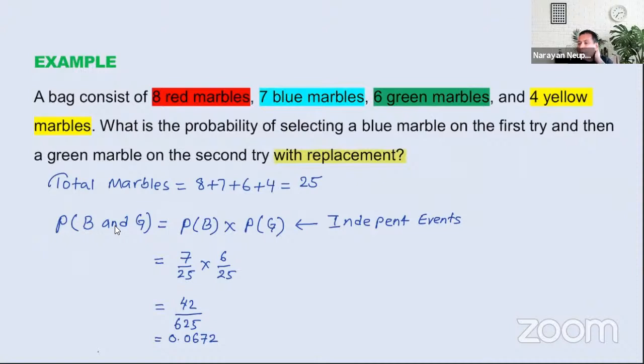Is this example clear to everybody in the class? Yes. That is awesome.